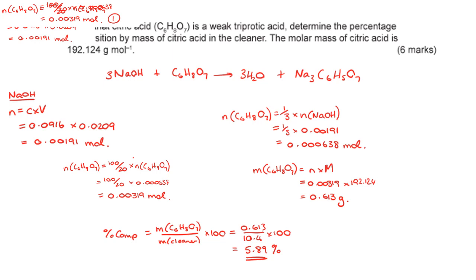Now you go 6 marks. How do you get 6 marks there? Right, 1 mark for the equation, 1 mark for the sodium hydroxide, 1 mark for the citric acid originally, 1 mark for the step up, 1 mark for the mass, 1 mark for percentage composition.